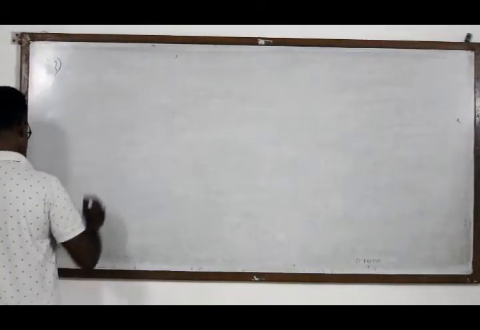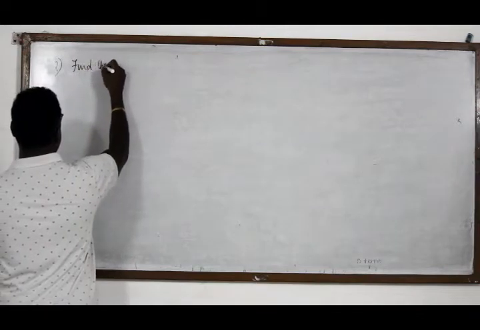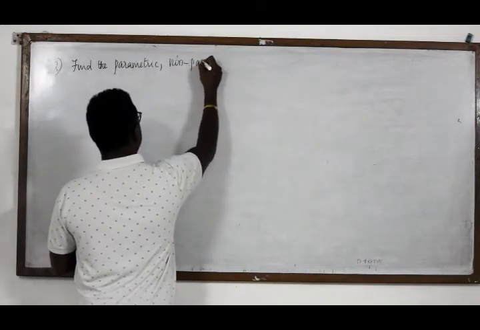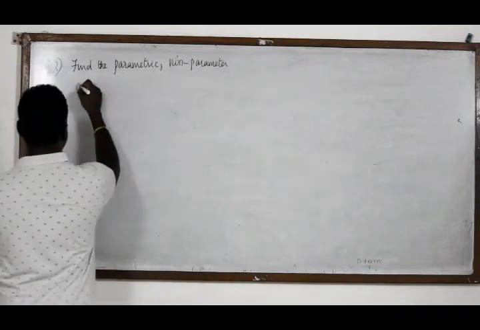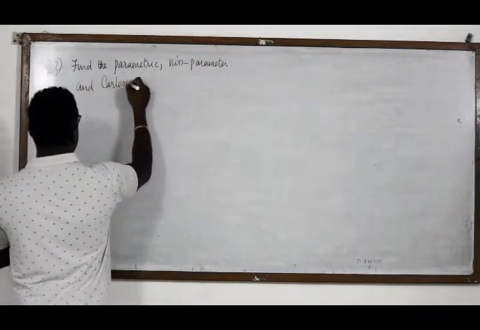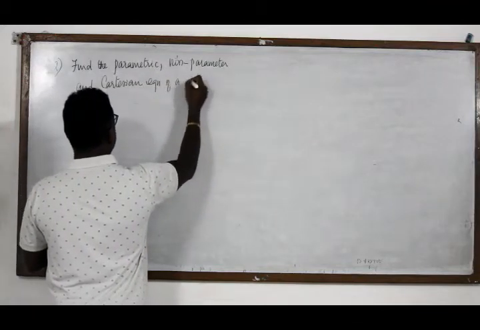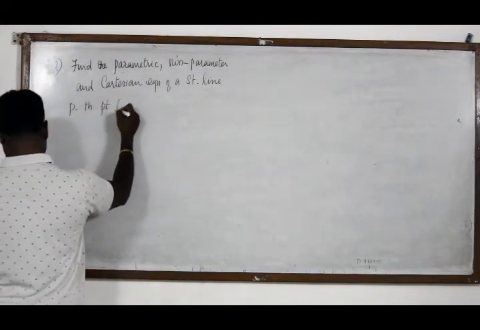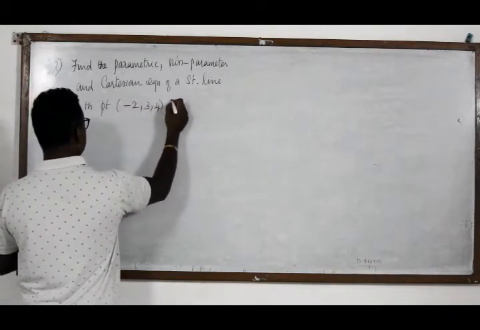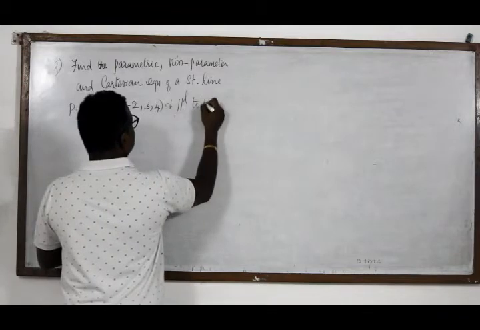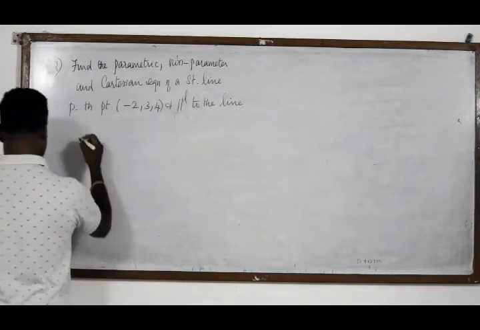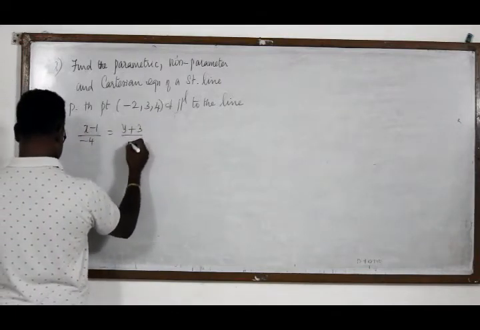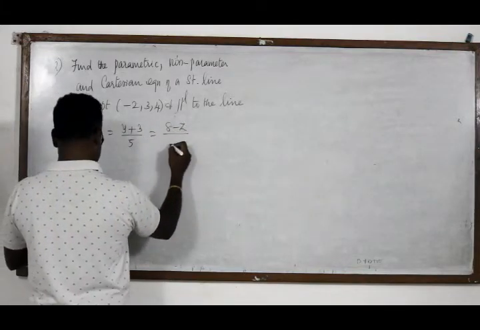Second problem. Find the parametric, non-parametric and Cartesian equation of a straight line passing through the point minus 2, 3, 4 and parallel to the line x minus 1 by minus 4, y plus 3 by 5 equal to 8 minus z by 6.